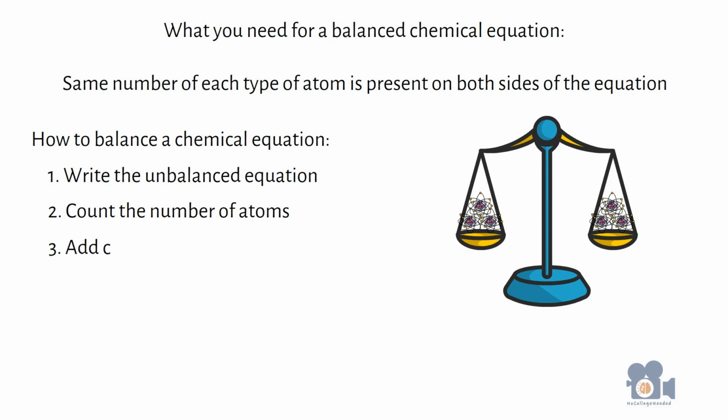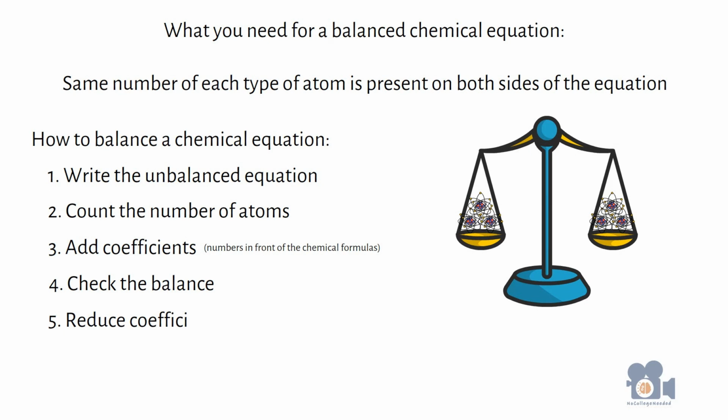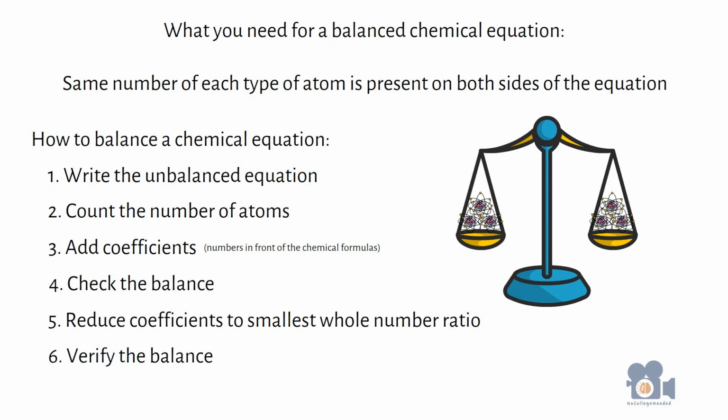3. Add coefficients. Place coefficients in front of the chemical formulas to balance the number of atoms of each element on both sides of the equation. 4. Check the balance. Make sure that the number of atoms of each element is the same on both sides of the equation. 5. Reduce coefficients to the smallest whole number ratio. If any coefficients are fractions, multiply all the coefficients by the denominator to get rid of the fraction and make them whole numbers. 6. Verify the balance. Double check the equation is balanced by counting the number of atoms of each element again.